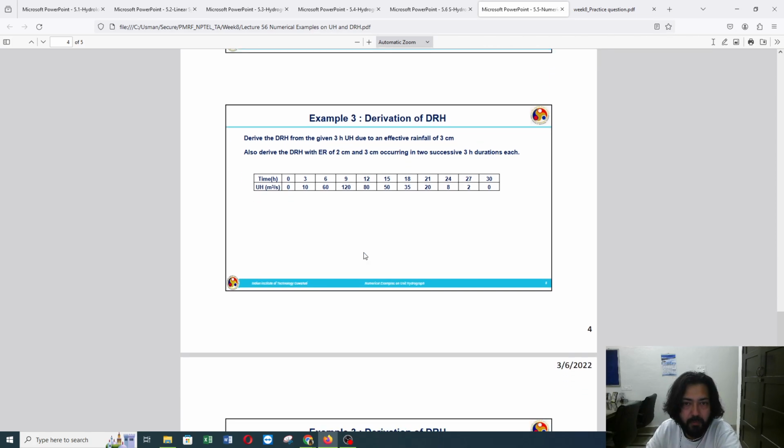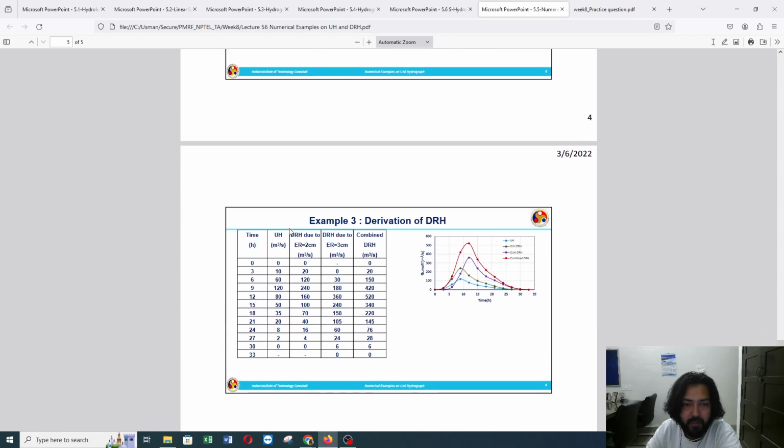Now the next problem is for derivation of DRH. It means they have given us the unit hydrograph and from the unit hydrograph we have to derive the DRH. So firstly we have plotted the unit hydrograph based on the given values. This light blue plot shows the unit hydrograph. Now we want to derive the DRH due to excess rainfall of 2 centimeter, right?